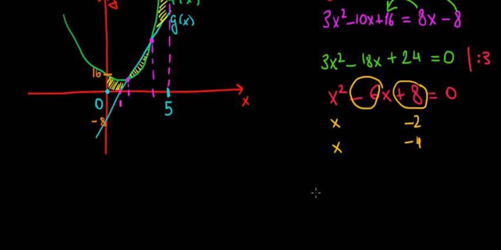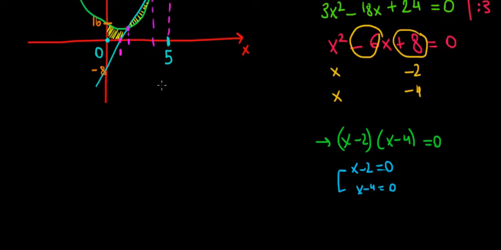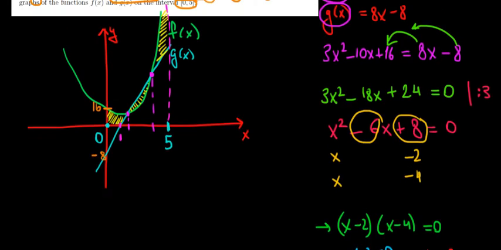This equation is equal to x minus 2 times x minus 4 equals 0, meaning that the points of intersection happen when x minus 2 is 0 or when x minus 4 is 0. In other words, this happens when x equals 2 or x equals 4. In other words, we found these points over here.